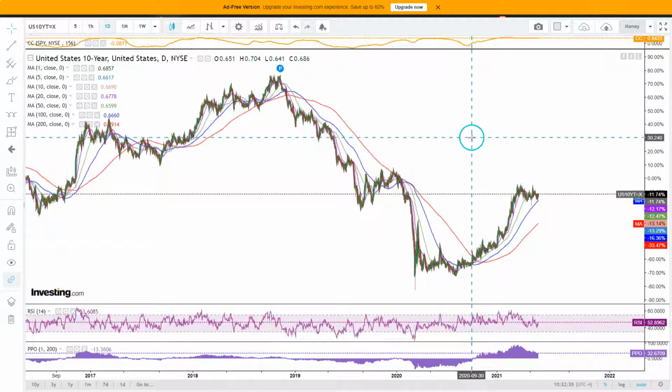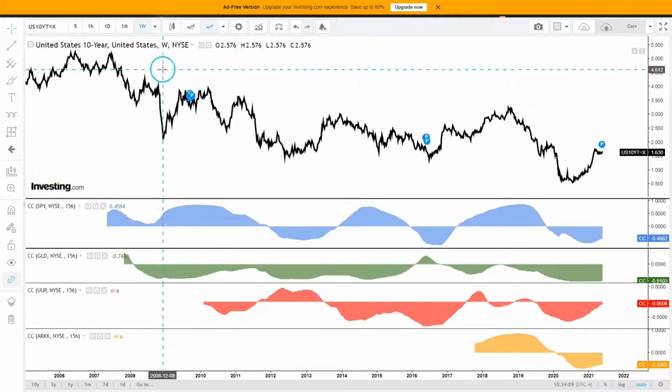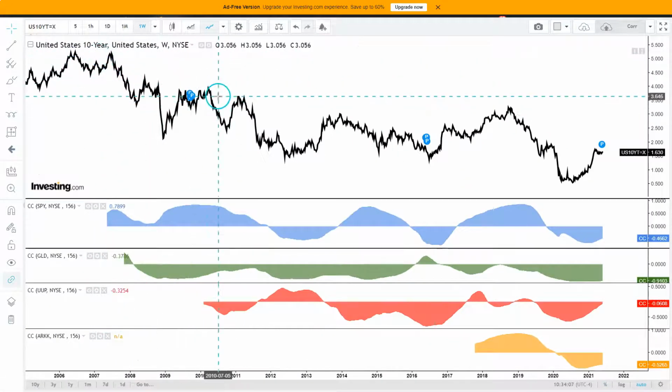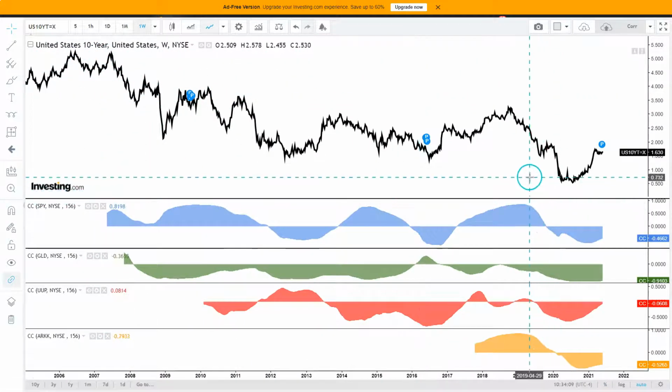So let's look here at correlations. Here we have the 10-year yield in the background.